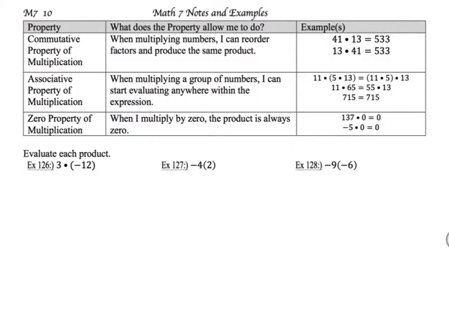Okay, the commutative property of multiplication. Basically, when you multiply numbers, you can reorder the factors and produce the same product. 41 times 13 is the same as 13 times 41.